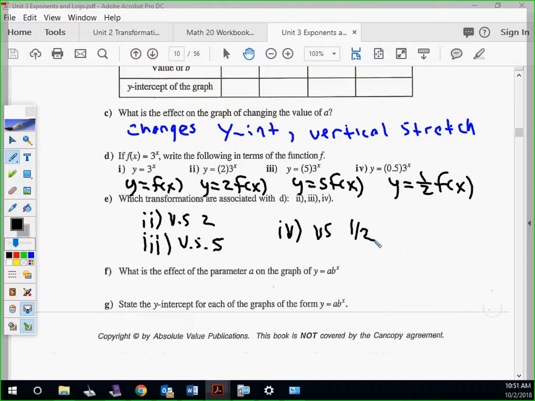So what is the effect of the parameter A? It's a vertical stretch by the factor of A. And again, we're restating stuff that we've just said. State the y-intercept of each of these graphs. The y-intercept is equal to A. We also did that as well. All right, we're on the decline here. We've got a couple of examples.